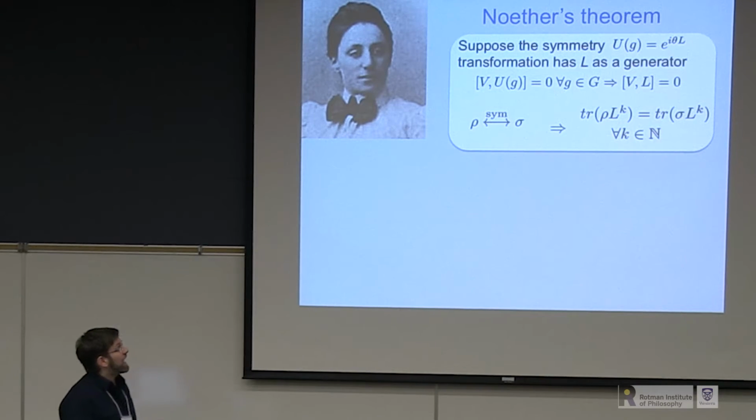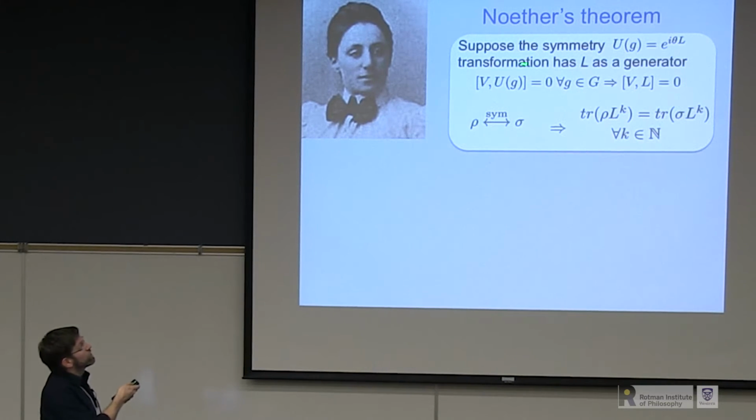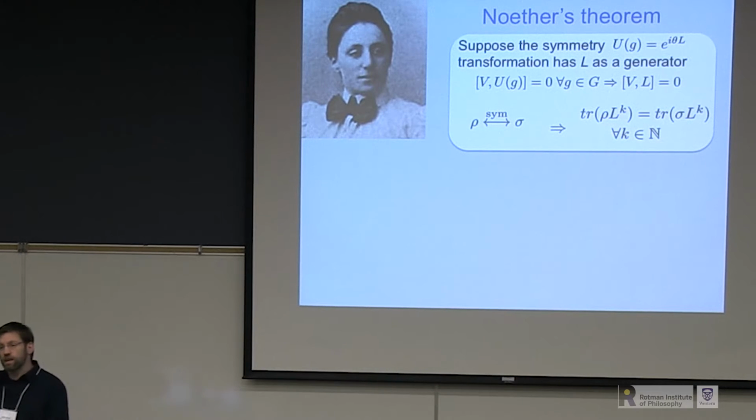I say that the unitary V has the symmetry if it commutes with the action of the group, but that's equivalent to saying it commutes with the generator. So if my unitary commutes with the angular momentum operator, then I say, okay, it has that rotational symmetry. That's the sense in which we say our closed system dynamics has the symmetry. And notice that if rho can go to sigma by some symmetric unitary V, then sigma can also go to rho by a symmetric unitary. It's just the inverse of V, which is also symmetric in that case.